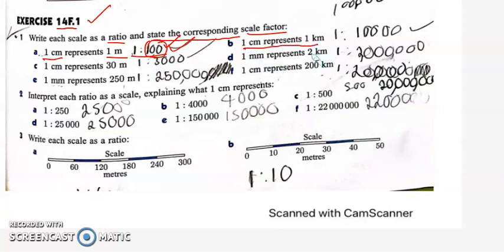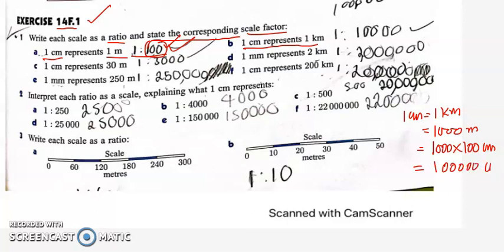And in this case, 1 centimeter is 1 kilometer. 1 kilometer is 1000 meters, and 1 meter is 100 centimeters. So 1000 into 100 centimeters. So that will give you 5 zeros over 1. So in this case, this will be 5 zeros, not 4.